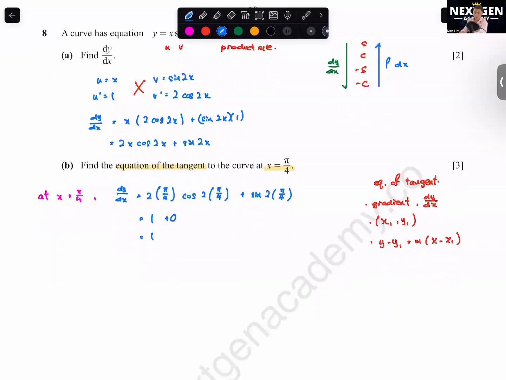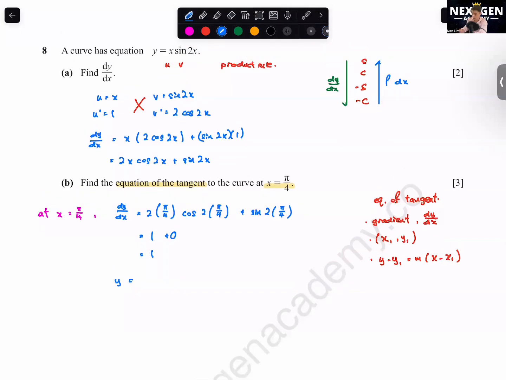Then I need to find my y value. So I substitute it back into the equation: pi over 4 sine 2 times pi over 4. This time just be very careful when you type in the calculator. You need to know how your calculator operates, depending on which calculator you are using, whether the black one or the white one, 570EX, because they have different ways of processing it.